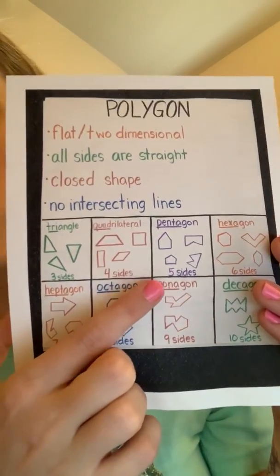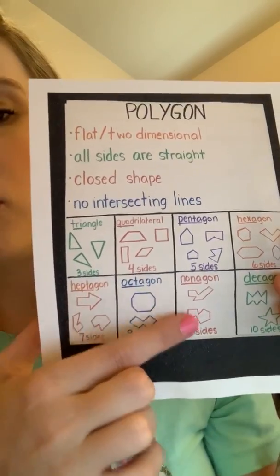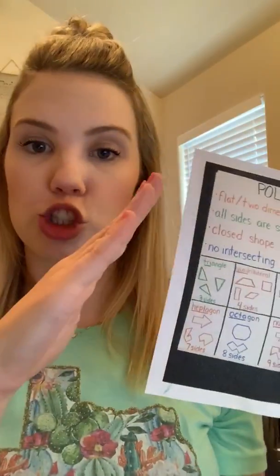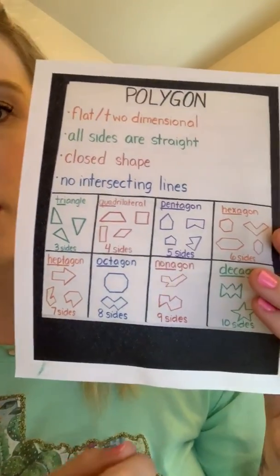We have a nonagon. A nonagon has 9 sides. Both of these are irregular nonagons. So if you count the sides there, remember sides are straight. Count those sides, there are 9 of them, okay?